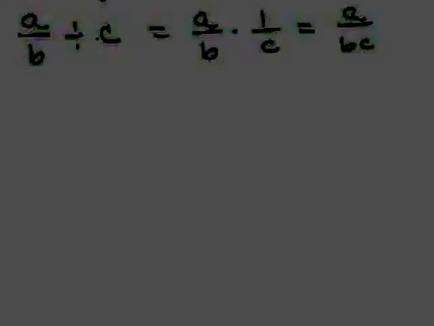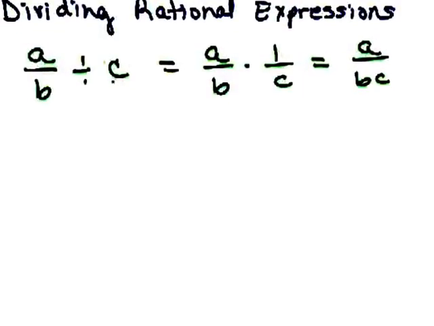Okay, we're moving on to dividing rational expressions. So remember, that's like dividing fractions. So keep in mind, how do you divide fractions? What if you had a over b divided by c? Well, that would mean a over b times the reciprocal 1 over c, and you would get a over bc. So that's if you just have a single term after the division bar here.